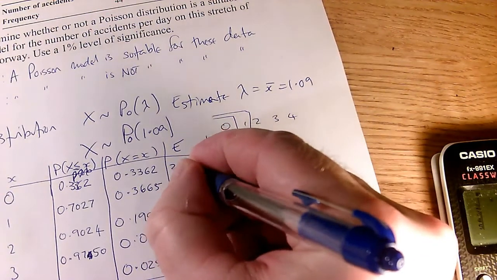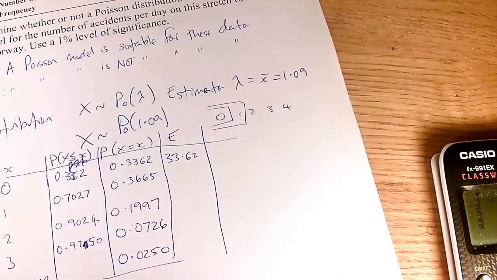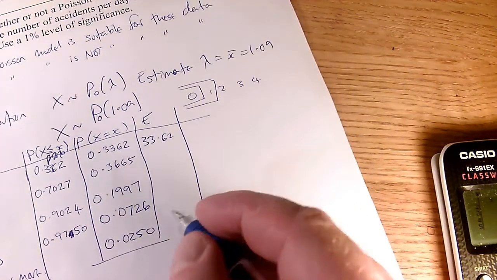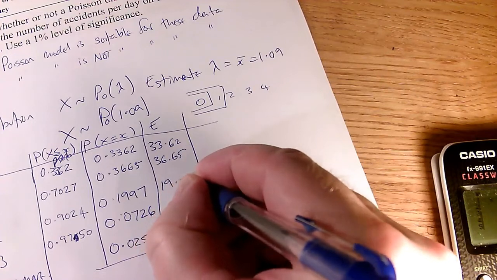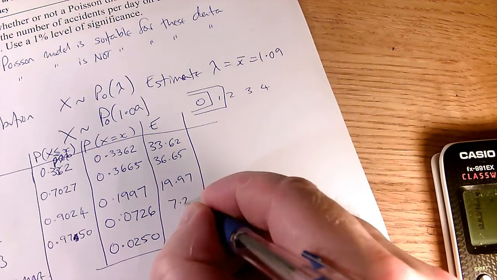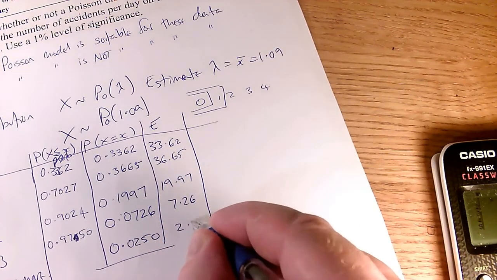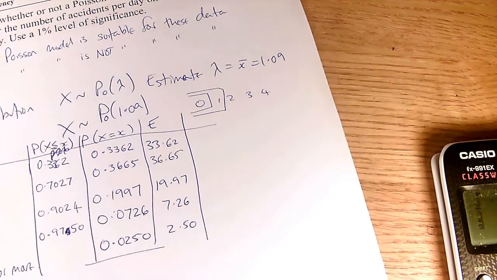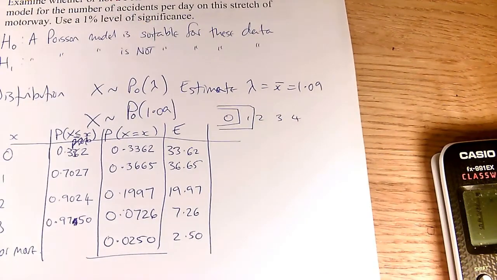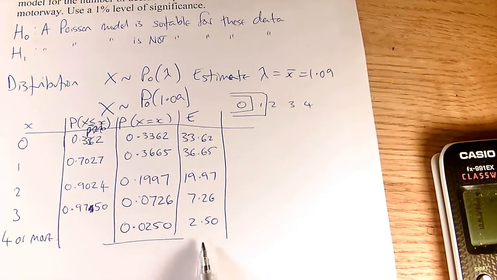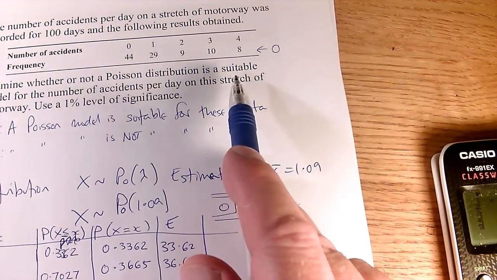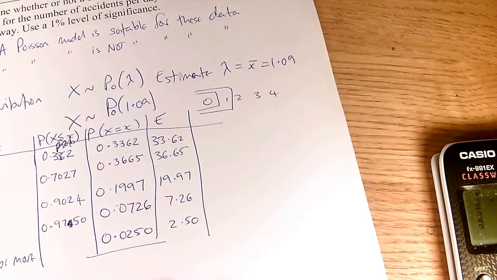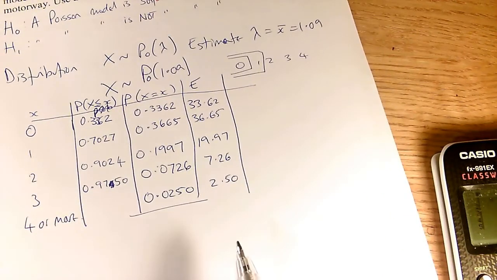So, of course, we're going to get 33.62. And, of course, we don't worry that that's not a whole number. That's fine. So we're going to get 36.65. We're going to get 19.97. We're going to get 7.26. And we're going to get 2.50. Okay? Now, we know that for a chi-square test, expected frequencies of less than 5 are bad, okay? We don't mind if we've got less than 5s in this table. Observed could be less than 5 all they want to. But an expected frequency of less than 5 means we have to pool.